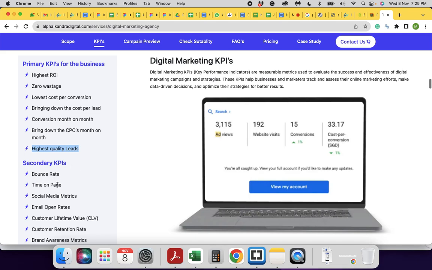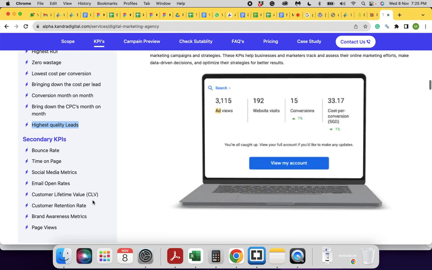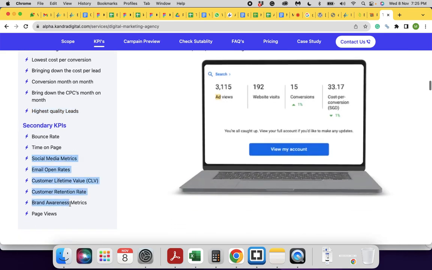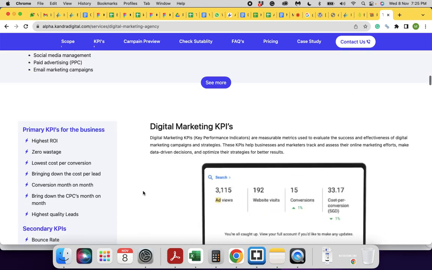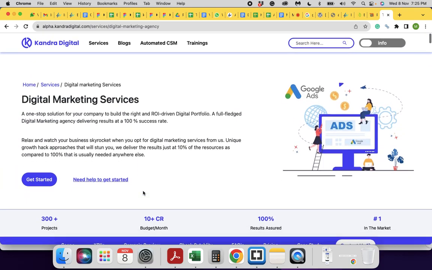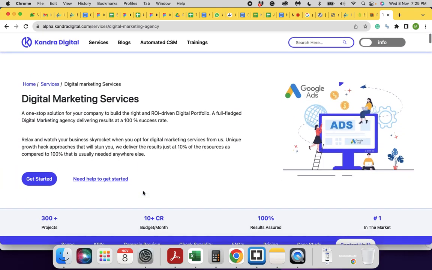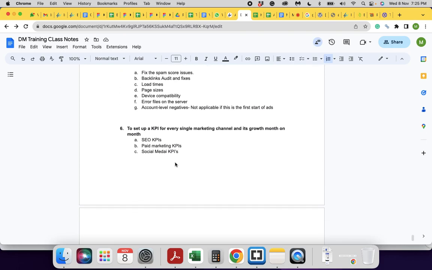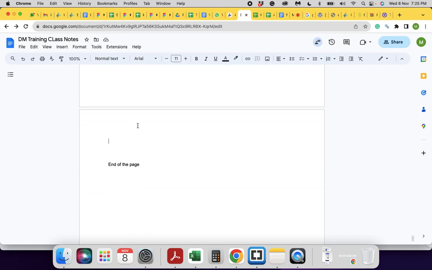Secondary KPIs: bounce rate, time on the page, social. So these are all wrong actually. They're still updating it on the go. Once this website goes live on kandradigital.com, you will see all the appropriate metrics, the correct metrics, and I can get the same onto this document as well. Okay, so I'll put a heading here: KPIs by marketing channel.